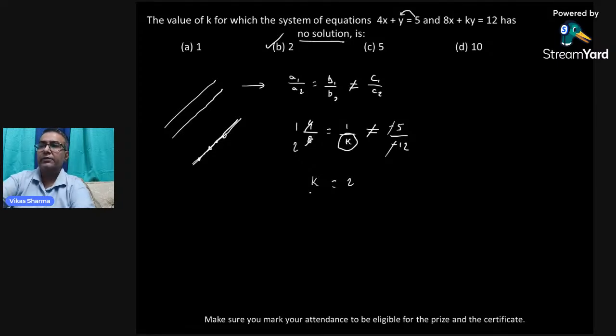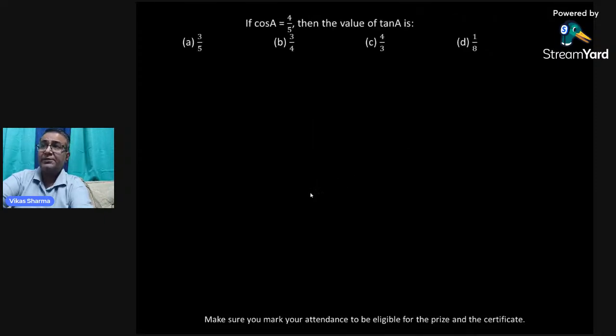Yes. Okay, so yes, Bhishmesh, the value of k is equal to 2 and you get another 2 points for that. Let's move to the next question. Meanwhile, if cos a is equal to 4 upon 5, then what is the value of tan a? Again, very simple question. 10 seconds question.